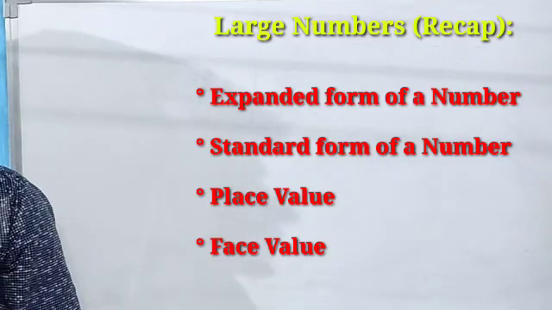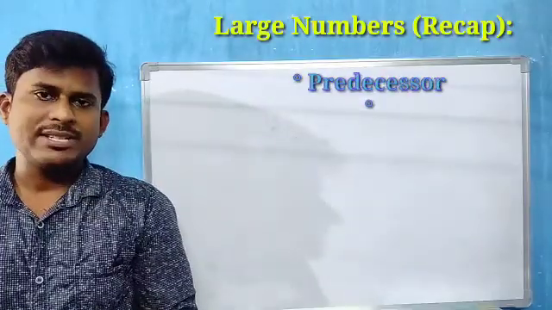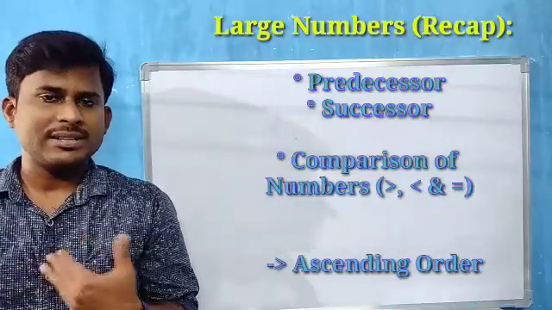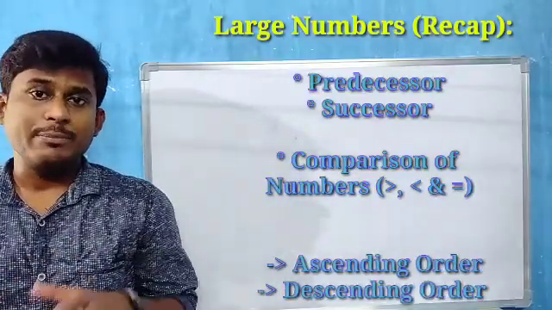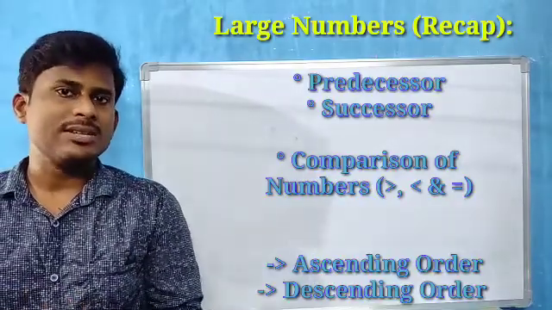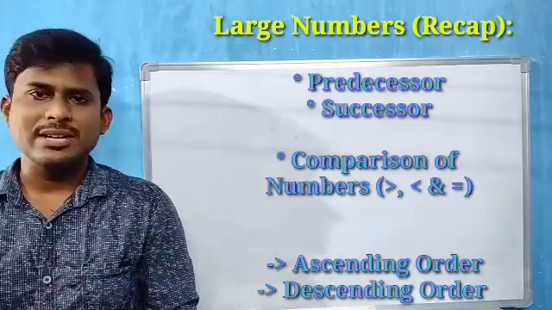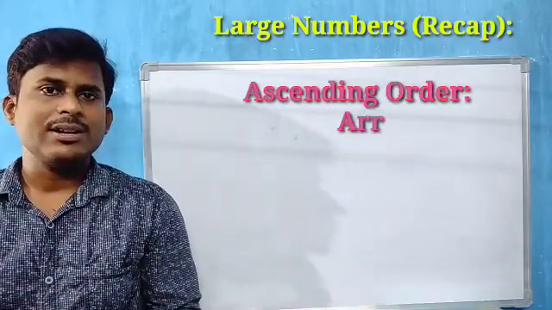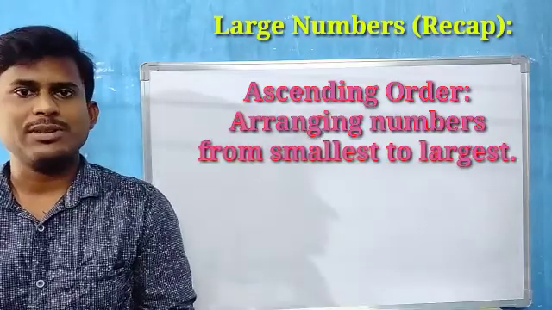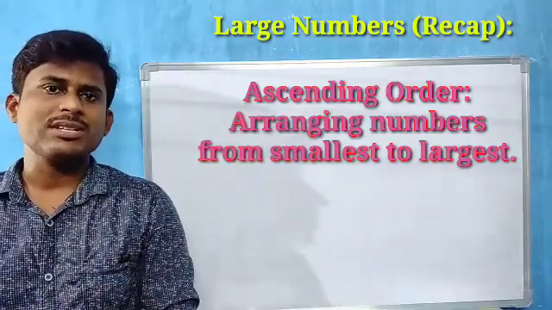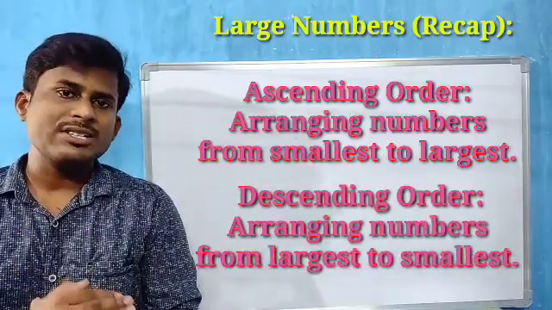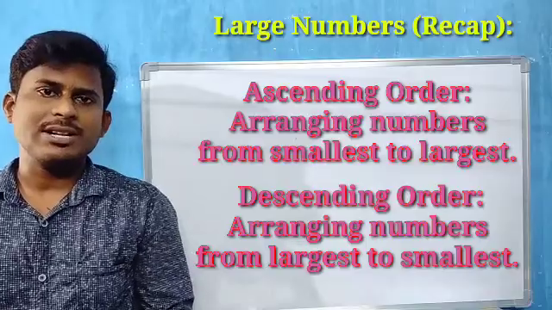Next, we discussed the predecessor of a number, the successor of a number, and comparison of numbers: greater than, less than. Based on these comparisons, we discussed ascending order as well as descending order. So what is meant by ascending order, children? It is the arrangement of given numbers from the smallest number to the largest number. The reverse is descending order, children. Same arrangement but from the largest number to the smallest number.